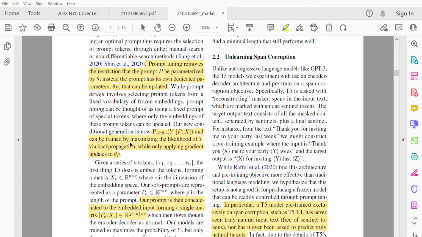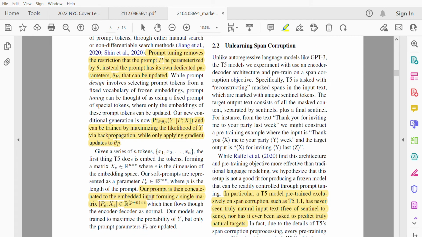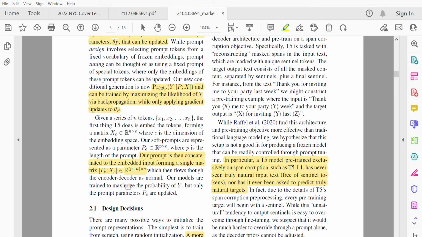So what they're saying is they keep the rest of the model frozen, and they're only tuning their prompt, basically. And this is important because we're really not moving the whole model around, right? We're just training this prompt. They are going to concatenate that prompt to the embedding input, like I said, forming a single matrix as follows.